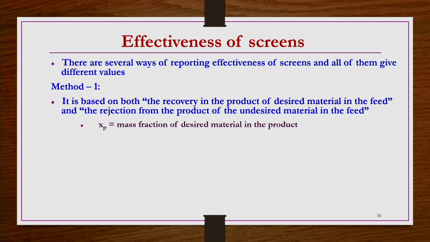So, let us say Xp is the mass fraction of desired material in the product. Let us say F is the feed, P is the product material and R is the rejection material. So, in the product material, what is the mass fraction of desired material? It is true that when we do the screening, the effectiveness is not 100%. So, in oversized material there may be some undersized material also present, and because of screen tearing or breaking of the screens, we can sometimes have undersized material in the oversized fraction. So, it is not possible that if you have the product, only the required size material will be there.